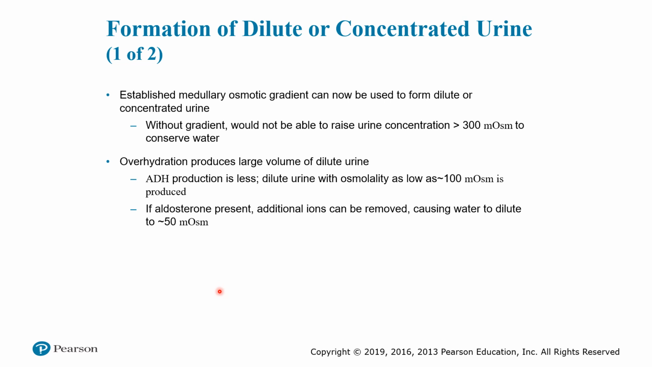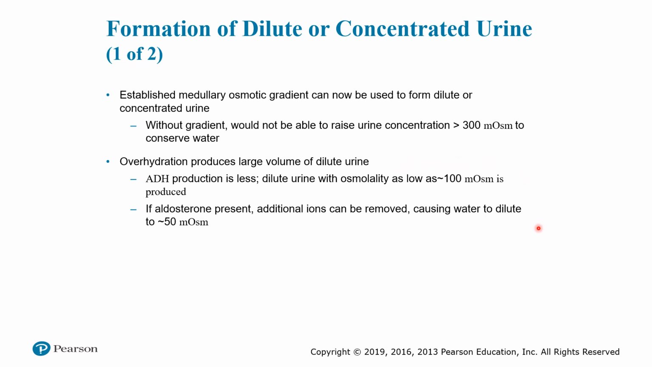So what has happened now is that we have a very salty medulla. In the medulla, the osmolality near the apex, or near the papilla of the pyramid, is 1200 milliosmol. That osmolality will be used to concentrate or dilute the urine as the body needs. Without the gradient, it would not be able to raise the urine concentration greater than 300 milliosmol to conserve water. And overhydration produces a large volume of dilute urine.